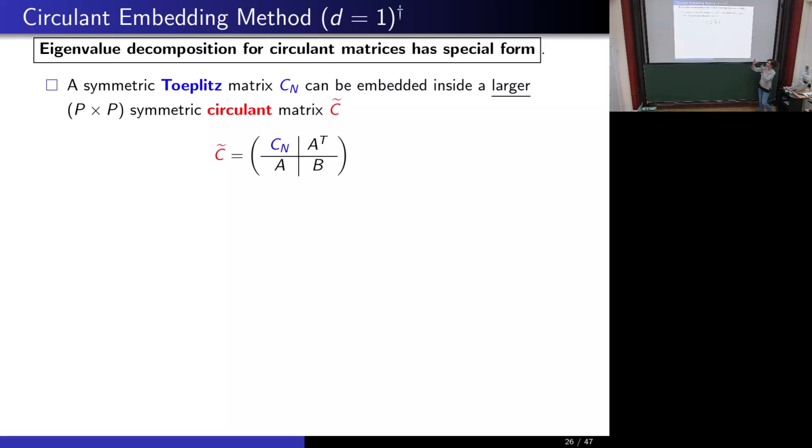So if Cn is your target covariance matrix and you want to generate samples from a Gaussian distribution with that covariance matrix, first thing you can do is just make a bigger version of it by padding it out with some extra rows and columns.